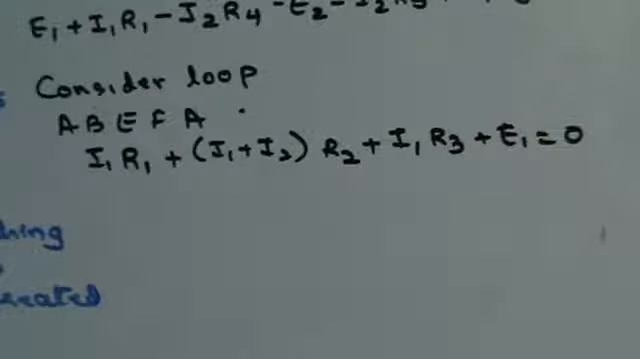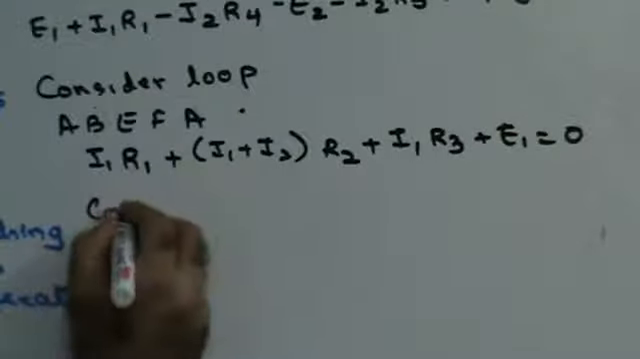Now, I'm going to move from F to A. The loop is being traced from F to A, and the battery is also sending current in the same direction. If the current sent by the EMF is in the same direction in which the loop is being traced, then the EMF is treated as positive. So this will be plus E1 is equal to 0. Fine, do we get this thing clear?